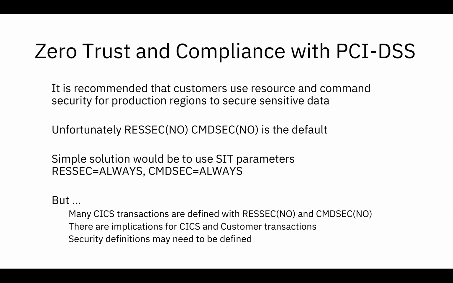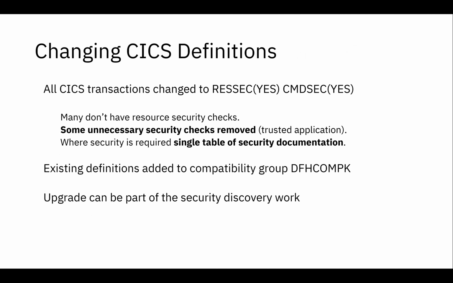So how do you go from that? Now, I know a lot of customers do make sure they've got processes to make sure resource security and command security is on if they are using it. If you're not using resource security, you may just leave the defaults. So how do we do that? What's even worse, unfortunately, is most of our CICS transactions also default to no, which again is not a good idea. So what we've done is change everything to yes for our CICS transactions.